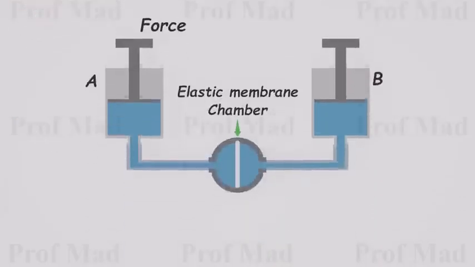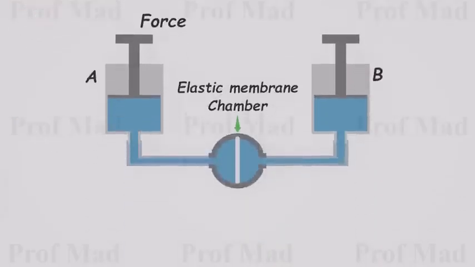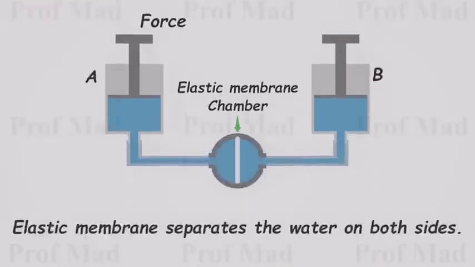Here we have an elastic chamber connected to the water pipe, serving as a barrier between both sides. Water inside A cannot move to side B and vice versa. We'll color the water inside B using green dye. The colored water cannot mix with the water inside A due to the membrane's impermeability.